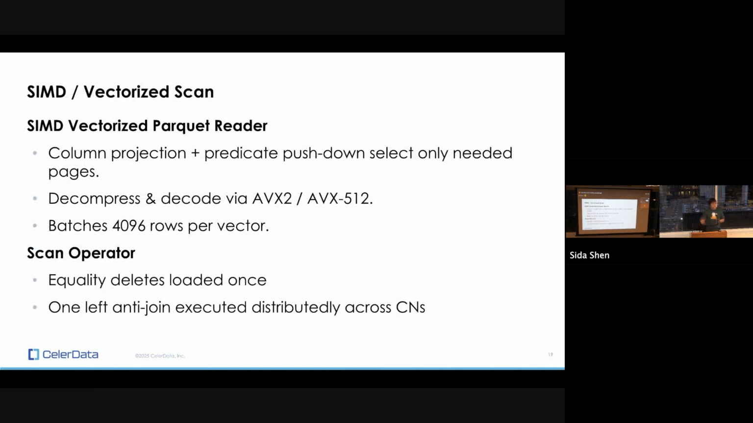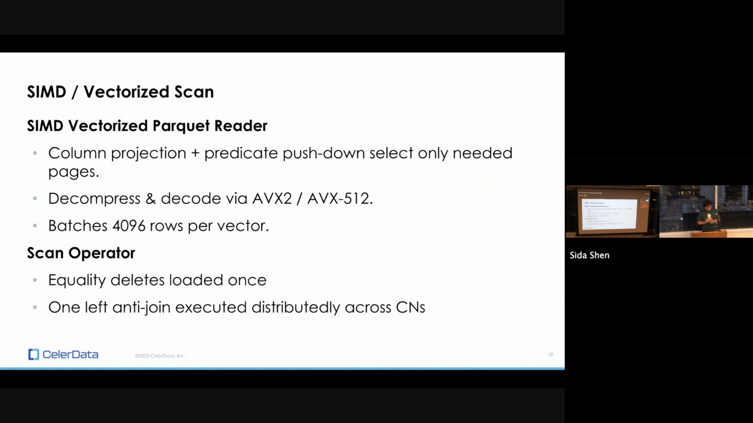And then it's time to scan the data, right? The SIMD vectorized scan, right? So what we can do with SIMD scan is we scan not by row, we want to do it by batches, right? For OLAP, the more batches you run, basically the faster things are going to go, right? So we have column projection. So basically we know which columns to get, and also predicate pushdown, for only the target pages that we need, right? And we decompress and decode with SIMD instruction sets, right? So we read 4,096 rows per vector, right?